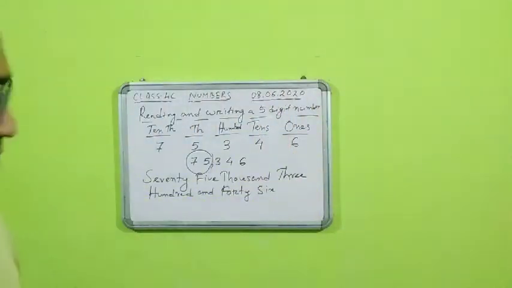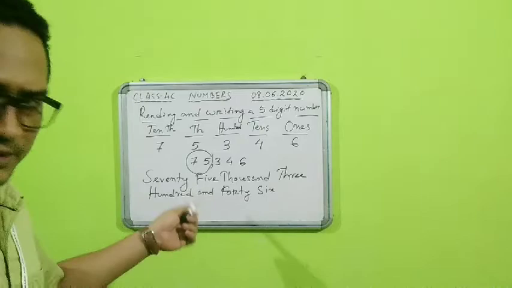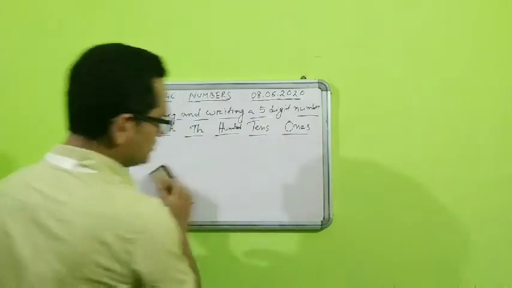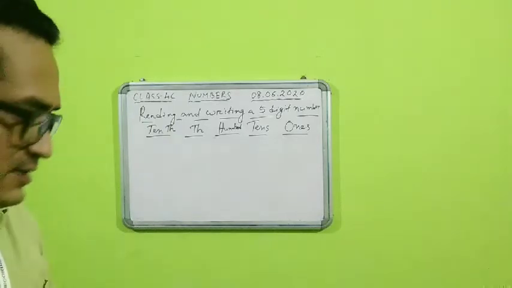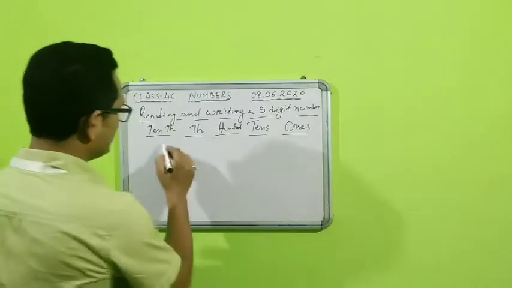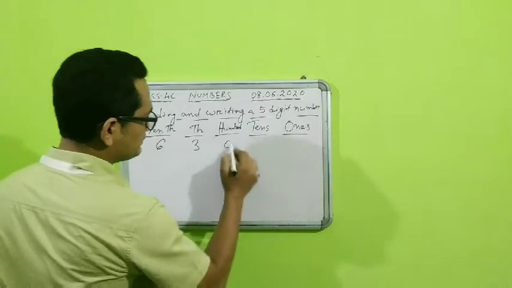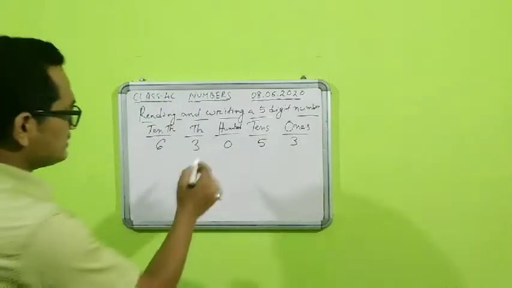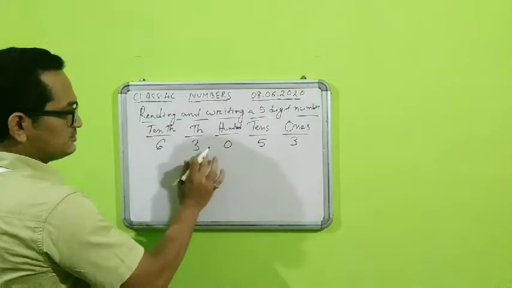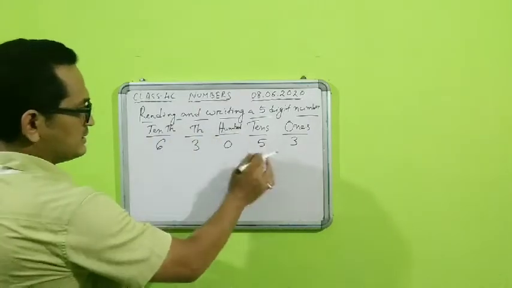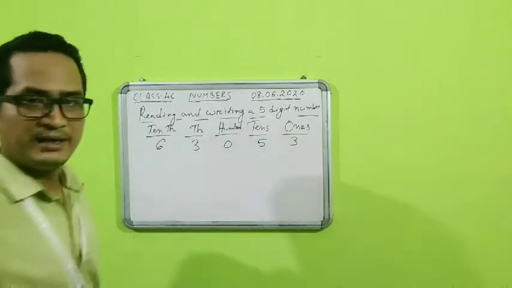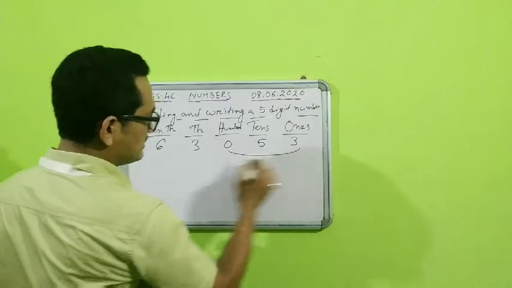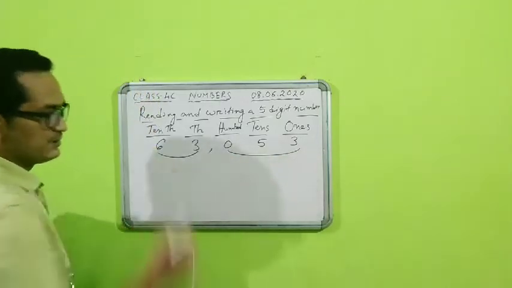Let us take one more example. Please students, write down this one immediately. Now we are going to take a new number. Maybe you may get confused sometimes because of a zero. Suppose I am giving a next number, say this one. Now in this number, 6 is in the 10,000s place, 3 is in the 1000s, 0 is in the 100s, 5 in the 10s, and 3 in the 1's place. So we have to put a comma and put this separately.